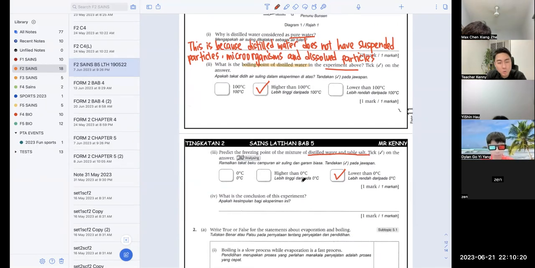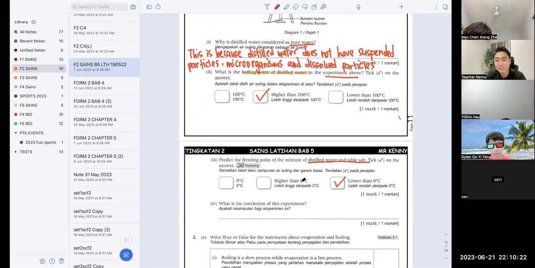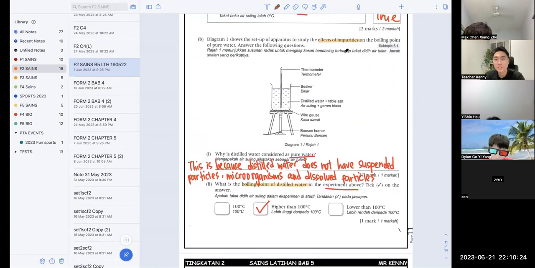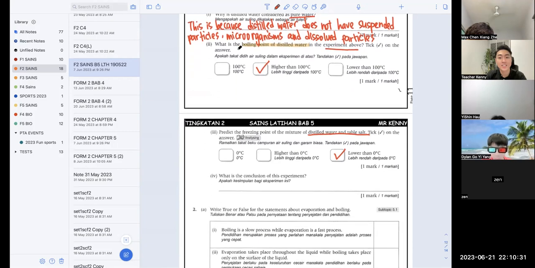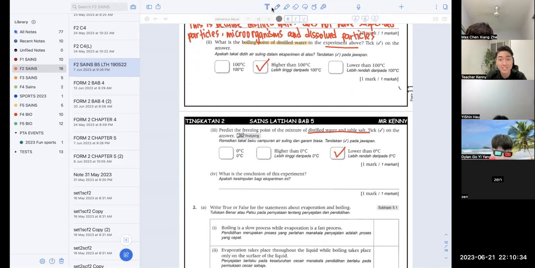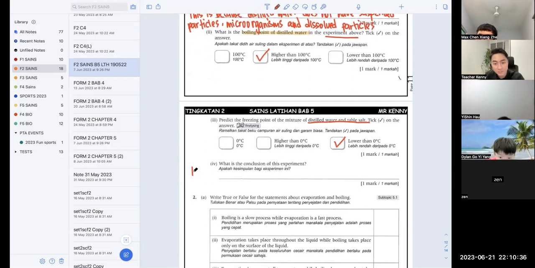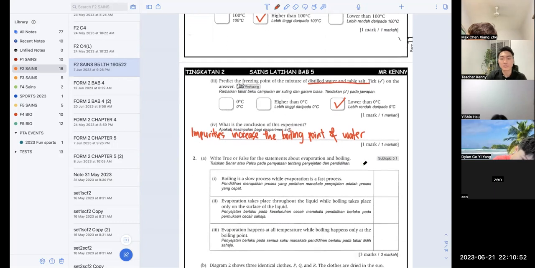So what is the conclusion of this experiment? What does impurities do? Impurities do what to the boiling point? Increases. Okay? Impurities increase the boiling point of water. All right, there you go.